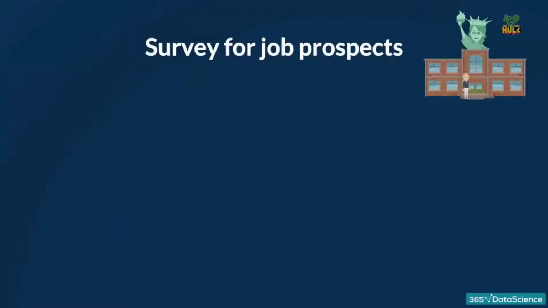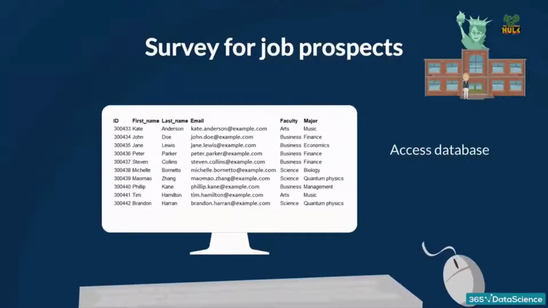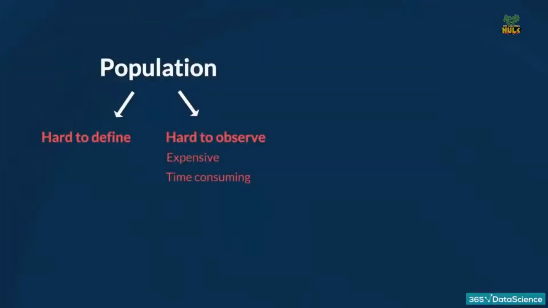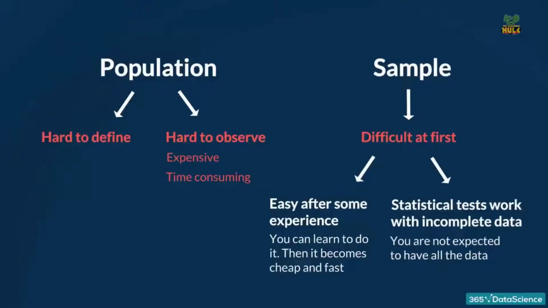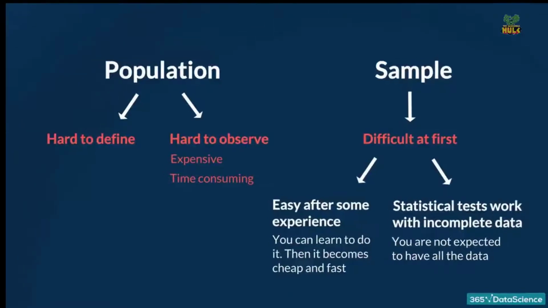Well, the safest way would be to get access to the student database and contact individuals in a random manner. However, such surveys are almost impossible to conduct without assistance from the university. We said populations are hard to define and observe. Then we saw that sampling is difficult. But samples have two big advantages. First, after you have experience, it is not hard to recognize if a sample is representative. And second, statistical tests are designed to work with incomplete data. Thus, making a small mistake while sampling is not always a problem.